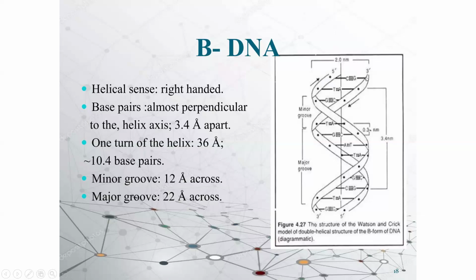Between the two strands, the diameter is 2 nanometers. So here the minor groove is 12 angstroms in B-DNA, and the major groove is 22 angstroms. One turn of the helix takes 36 angstroms.